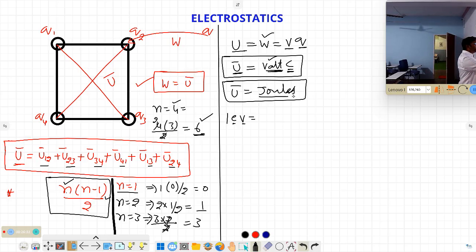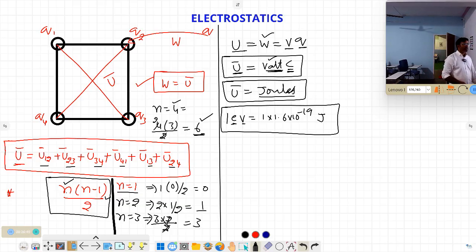1 electron volt is equal to how many joules? In this case, 1 electron volt is equal to 1 into the charge of the electron, 1.6 into 10 power minus 19 joules. So 1 electron volt is equal to 1.6 into 10 power minus 19 joules. It is equivalent. We are going to use this formula in different problems for converting electrical energy to mechanical energy.